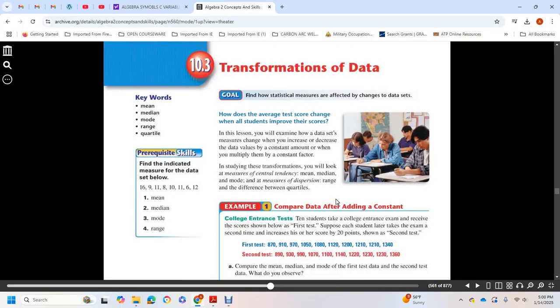Alright, 10.3 Transforming data. In this section, you will learn how to examine a data set, measuring the change when you increase or decrease data values by a constant amount, or when you multiply them by a constant factor. When studying a transformation, you look at the measures of central tendency, mean, median, and mode, and the measures of dispersion, range and the difference between quartiles.